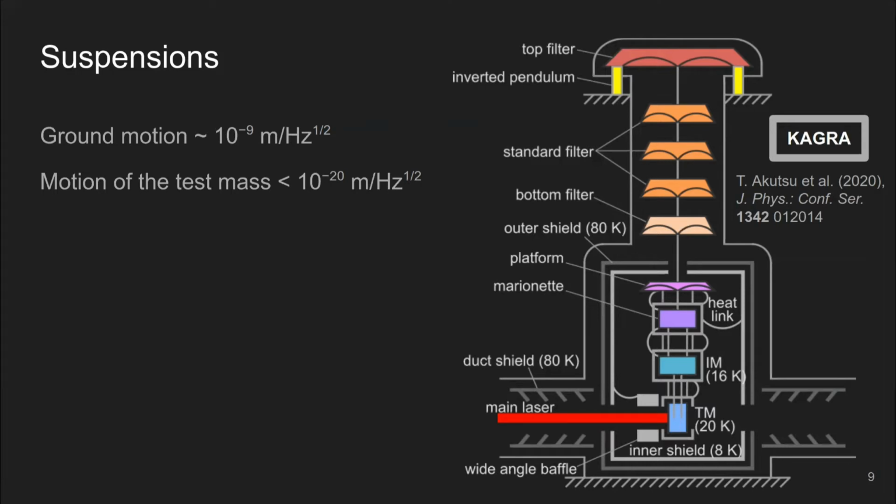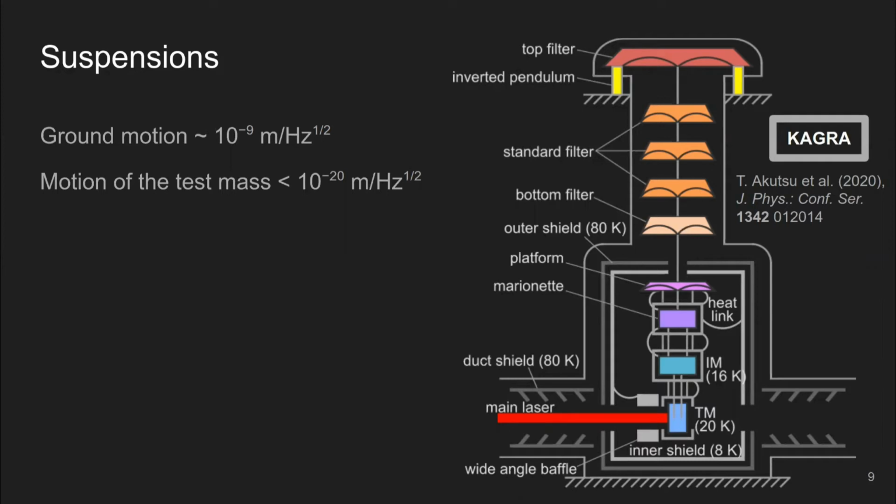What I've shown you here is an example of the KAGRA suspension system. You see it's many, many stages, with the goal that the test masses move at a level commensurate with the kind of fluctuation that I'm trying to measure from gravitational waves. So it needs to be better than 10 to the minus 20 meters per root hertz. So we're looking for more than 10 orders of magnitude of mechanical filtration to remove ground motion.